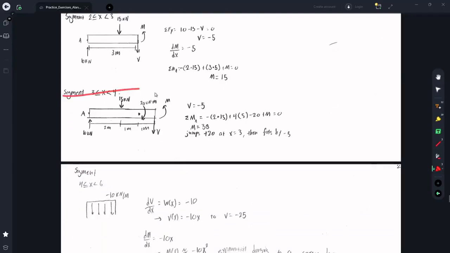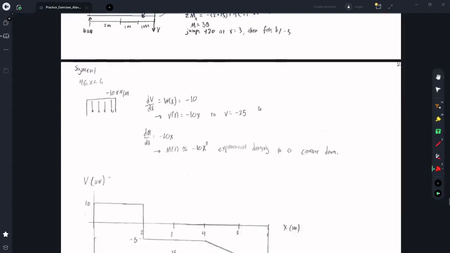The next segment is from 3 to 4, and that's after this clockwise moment. There are no more forces in the y direction, so the shear is still -5, nothing changed. Solving for the moment, we get that it's 30 kilonewton meters, which means that at x equals 3, the moment should jump up, and then it's going to keep decreasing to 30. So it's going to jump up to 35, and then its slope is -5, so 1 meter later it's going to be at 30, which is consistent.